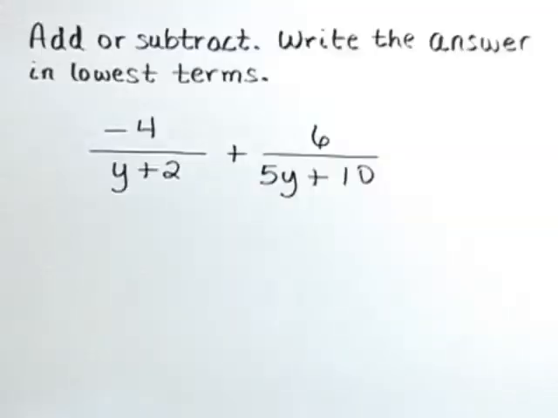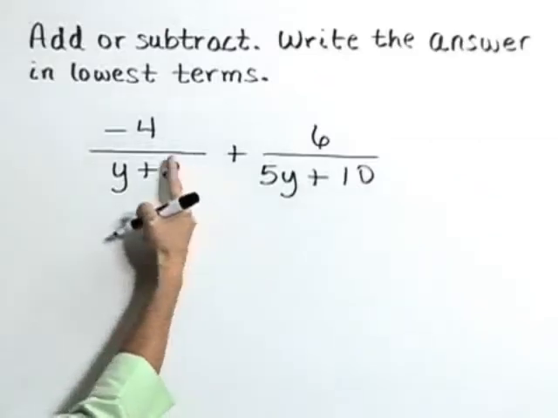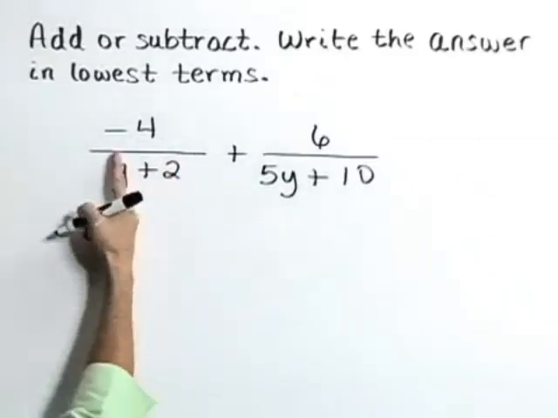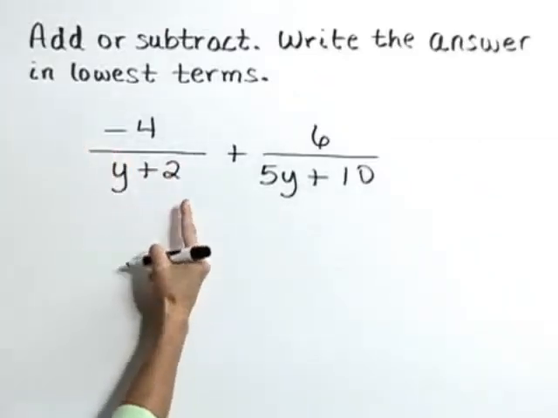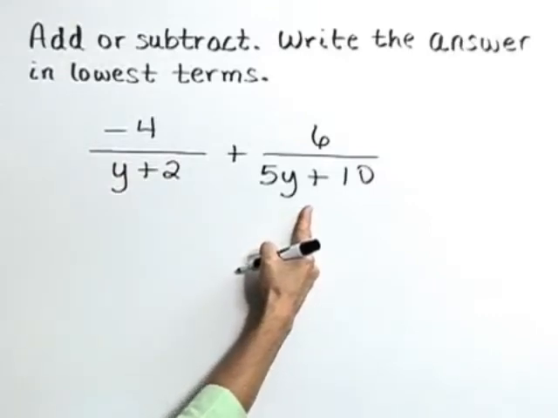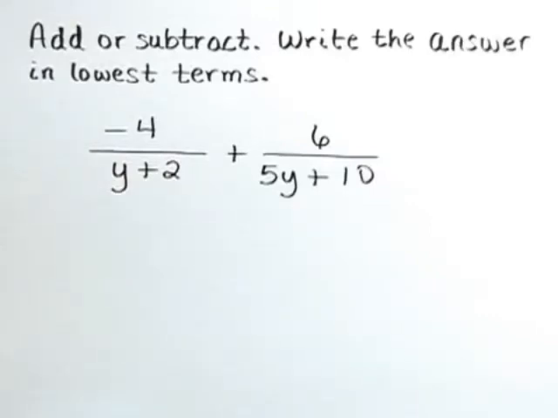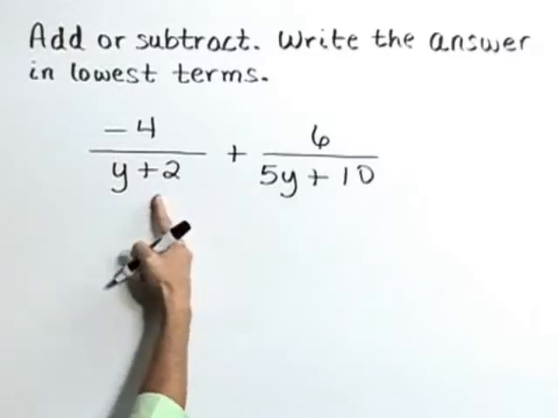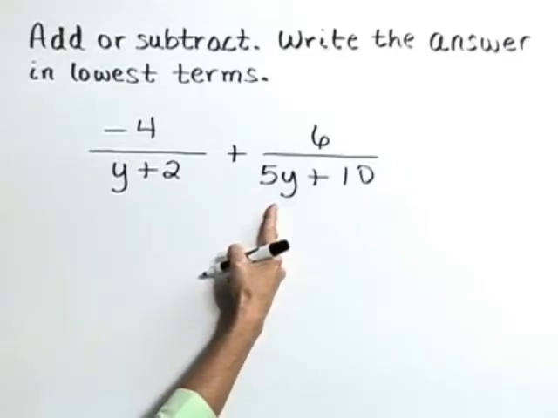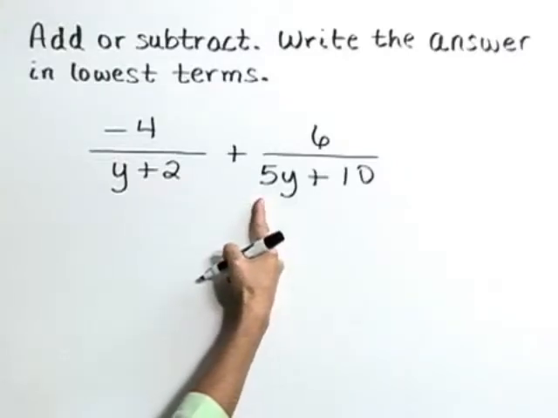Add or subtract, write the answer in lowest terms. Here we have the addition of two rational expressions, negative 4 over y plus 2 plus 6 over 5y plus 10. Now, in order to add two rational expressions, they need to have a common denominator. We don't have that at this point, so let's try to determine a lowest common denominator.